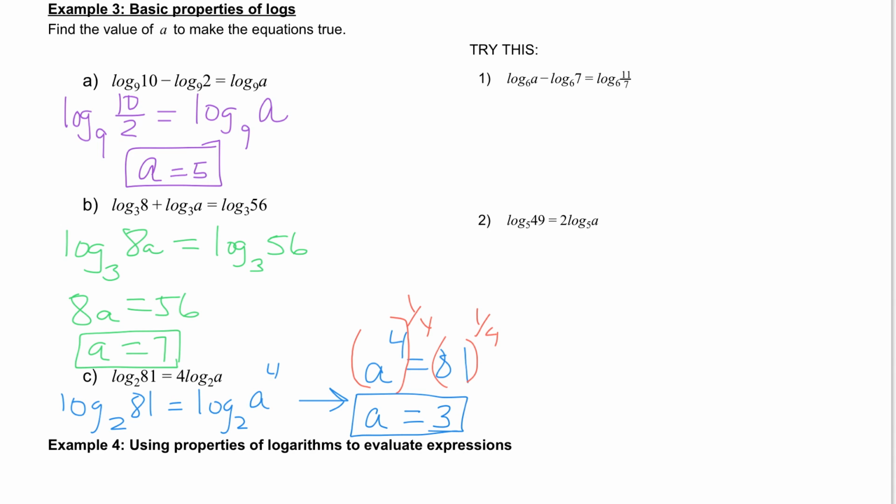Now I'd like you to take a second and try this. So go ahead and pause it and unpause it when you're ready to check your answer. If you did 1 correctly, you should get A is equal to 11. And if you did 2 correctly, you should get A is equal to 7. Please let me know if you have any questions.